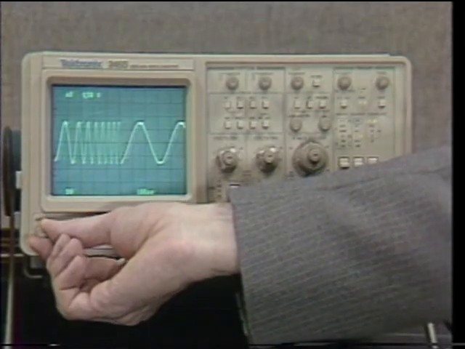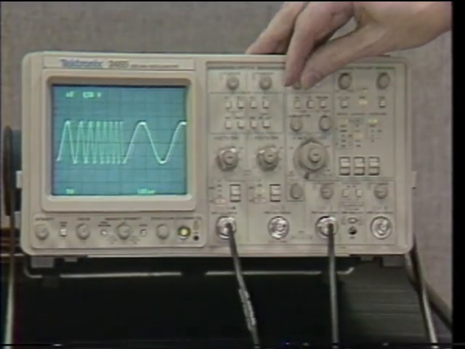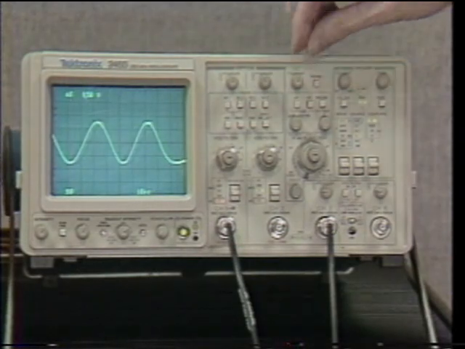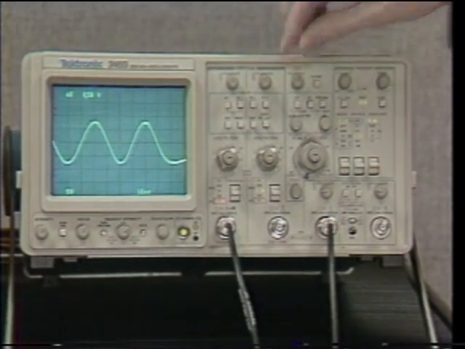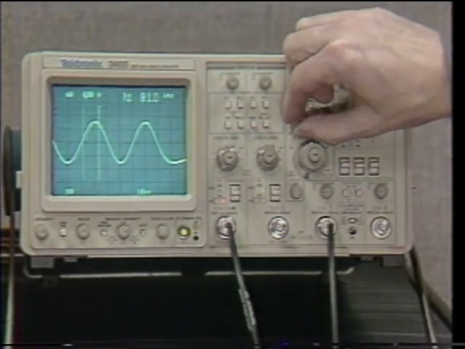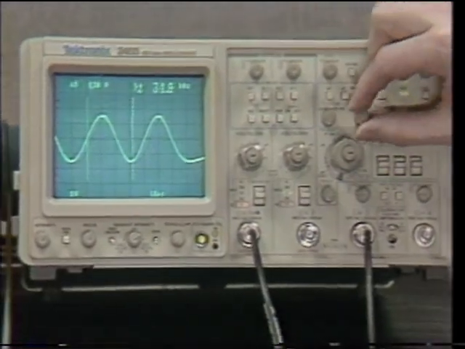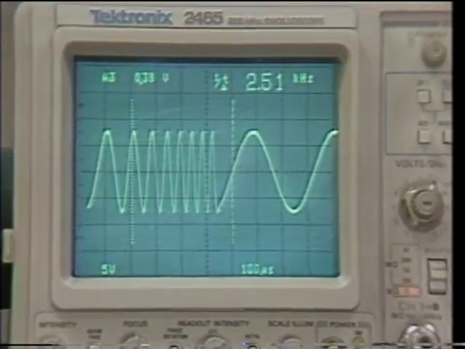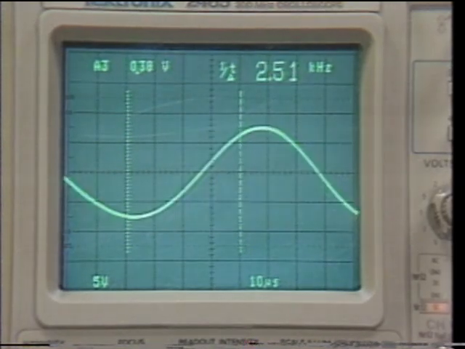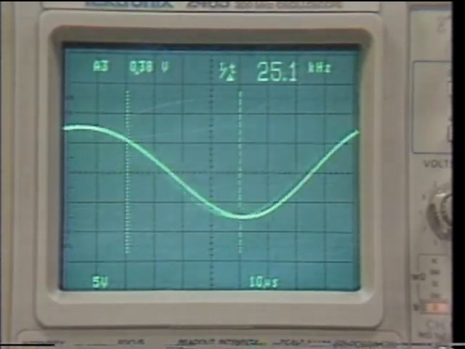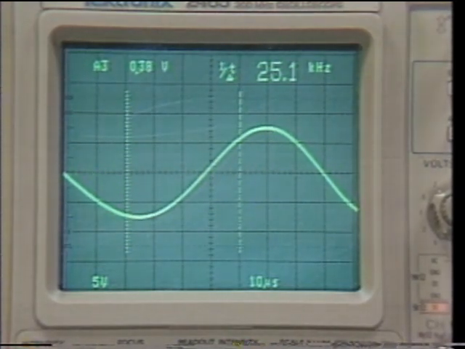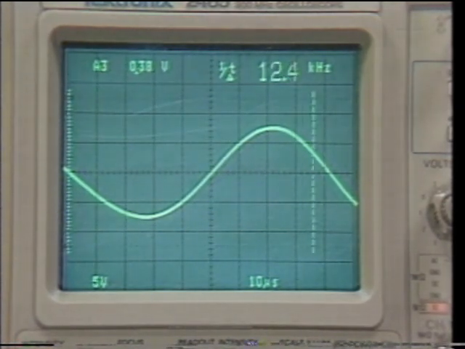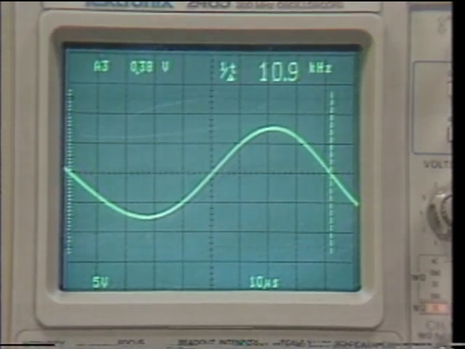Let's take a look at the frequency at each end of this swept burst. First of all, at this end, obviously we can get better resolution by turning on the magnifier, so let's do that. And let's measure the frequency of this last cycle. 1 kilohertz. And at the other end, let's measure from the falling edge of the first cycle to the falling edge of the second cycle. 10.9 kilohertz.